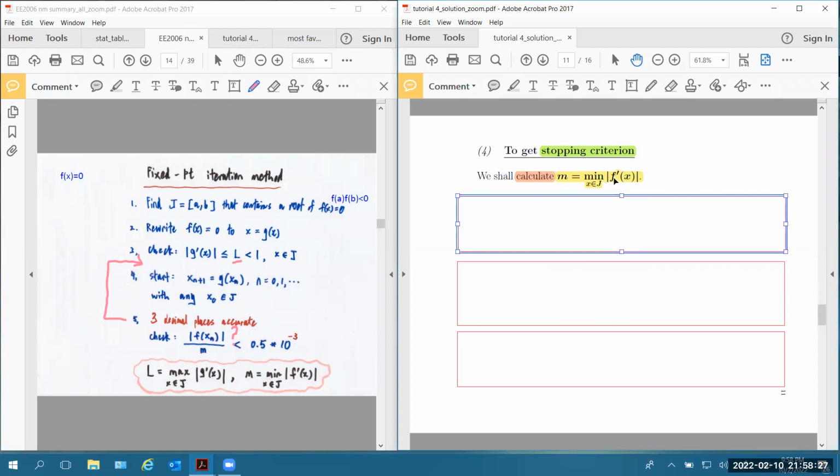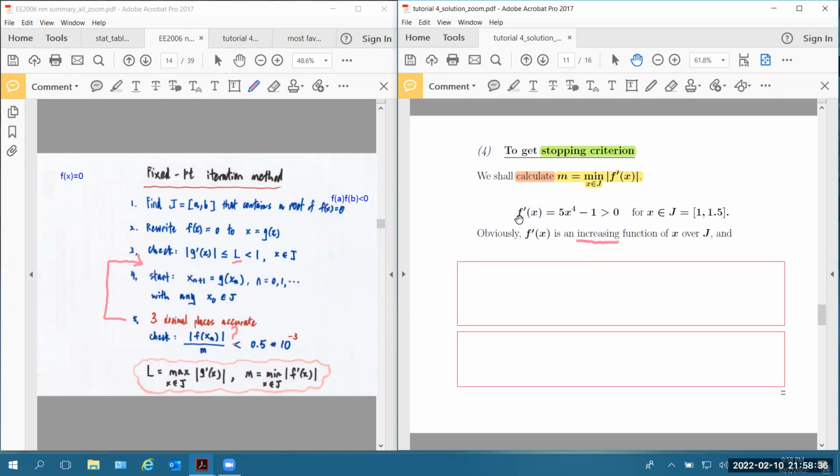So first of all, I need to find f prime x. Earlier on, we already got the function f x. Let's differentiate, then you get this thing. Then I'm going to take the absolute value, but the absolute value is also the same, because this thing is positive. It's very clear that for x inside this interval, 5x to the power 4 minus 1 is positive. So the absolute value is also this thing.